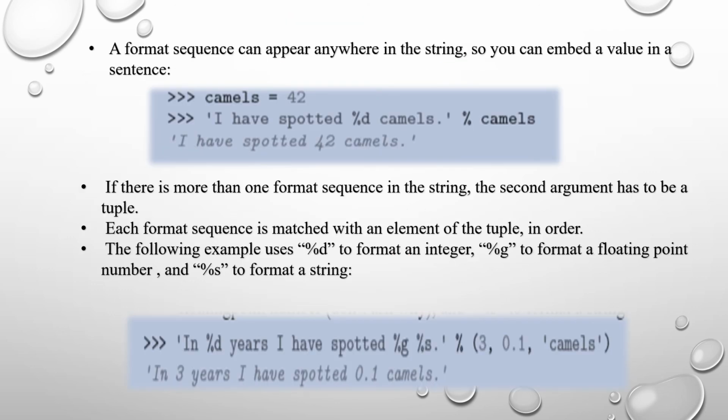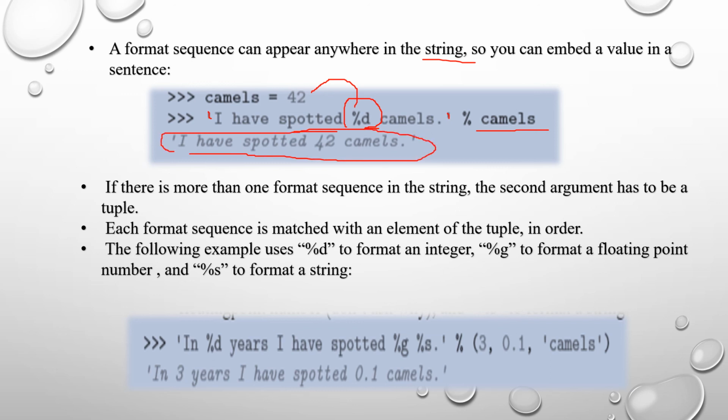A format sequence can appear anywhere in the string, so you can embed a value in a sentence. For example, you take camels is equal to 42. 'I have spotted %d camels' is written within quotes, so this is treated as a string. After that, percentage camels. Here we inserted %d, so the %d is 42. This instruction gives: I have spotted 42 camels.